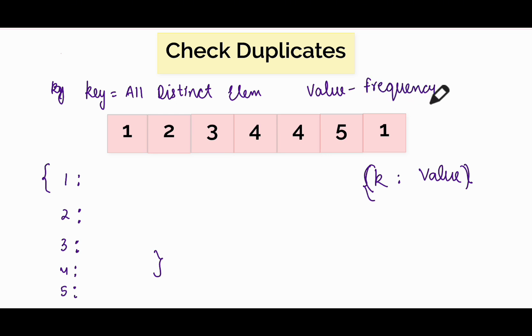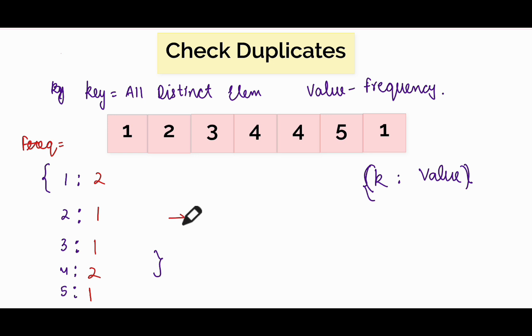For example, 1 is appearing 2 times, so it will be stored as 2. Now 2 is appearing 1 time, so 1. 3 is appearing 1 time, so 1. 4 is appearing 2 times, so 2. And 5 is appearing 1 time. So this is how we are going to store it. This is a dictionary. I'll call it frec, for example, where I will store the frequency of each element in that particular list.